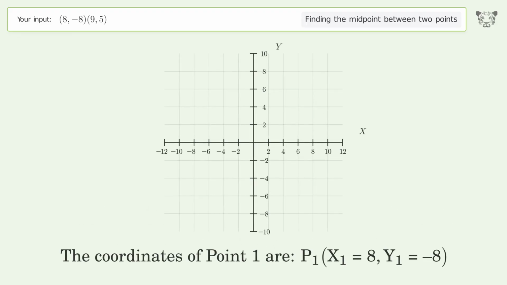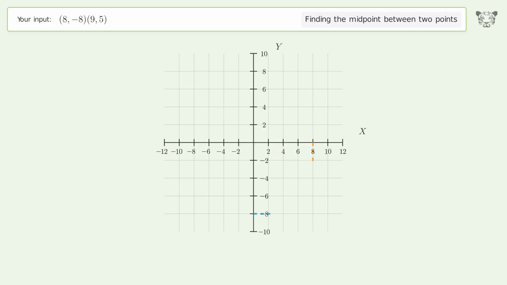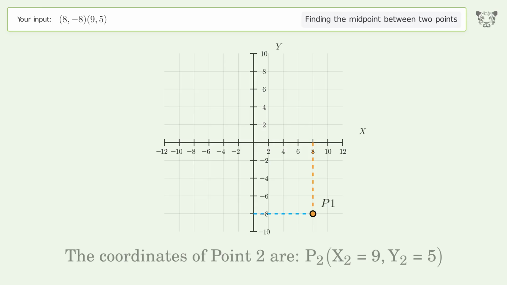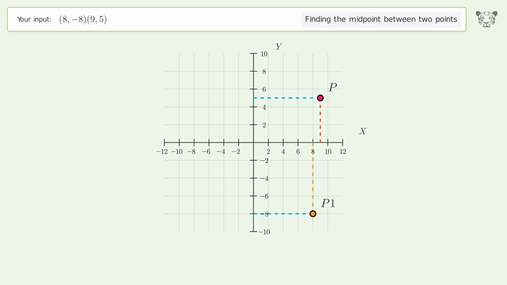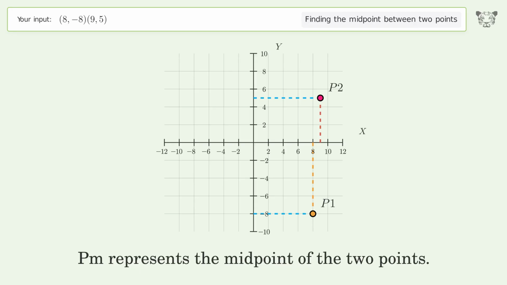The coordinates of point 1 are x1 equals 8, y1 equals negative 8. The coordinates of point 2 are x2 equals 9, y2 equals 5. PM represents the midpoint of the 2 points.